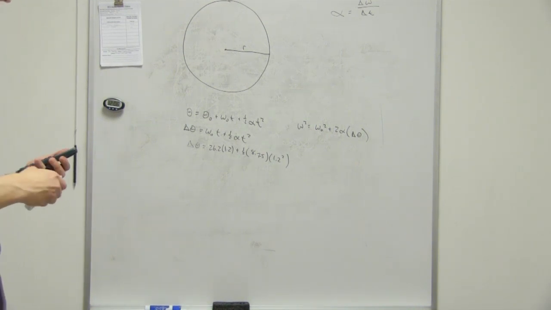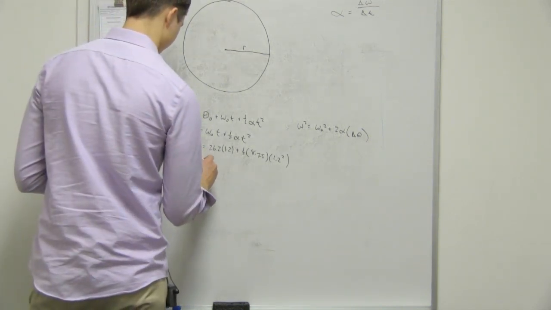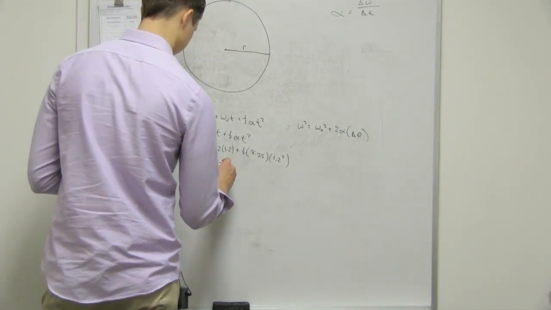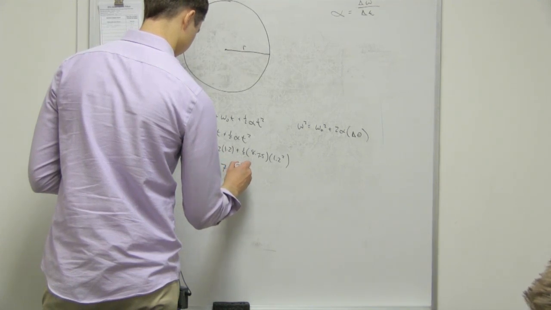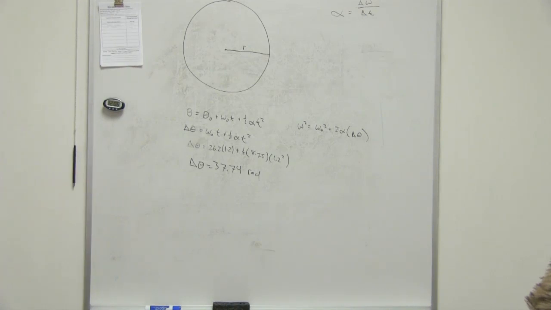So did you guys get 37.74? Yeah. Mhm. And the units on that is what? Just radians. Good, radians. So they don't want the answer in radians though, according to the answer key.